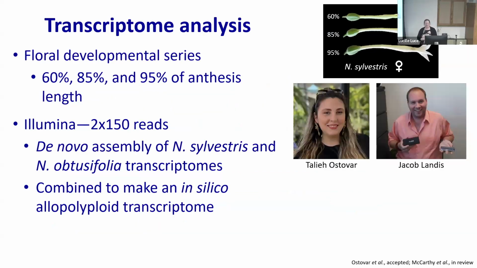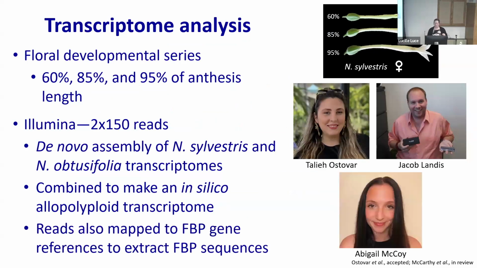So we did another transcriptome analysis, again with early, mid, and late floral buds. This time we had better Illumina 2x150 reads that did allow us to do a de novo assembly for our 2 progenitors, which we again combined into our allopolyploid transcriptome. And then Abby, who you've seen before, also mapped just the reads of known flavonoid biosynthetic pathway genes, so we can pull out the sequences of these genes to look at whether they're functional or not.